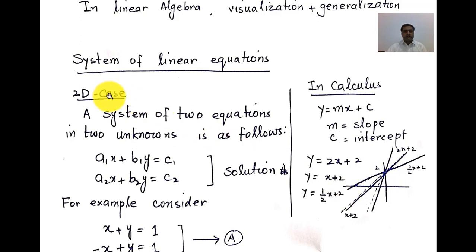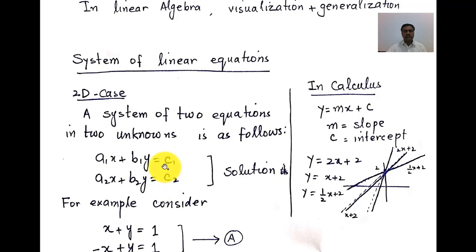So if I consider a system of linear equations, in a system we will have more than one equation, and as the first case I consider a 2D case where we can visualize objects quite easily. A system of two equations in two unknowns can be expressed as follows: a1x plus b1y equal to c1 and a2x plus b2y equal to c2.